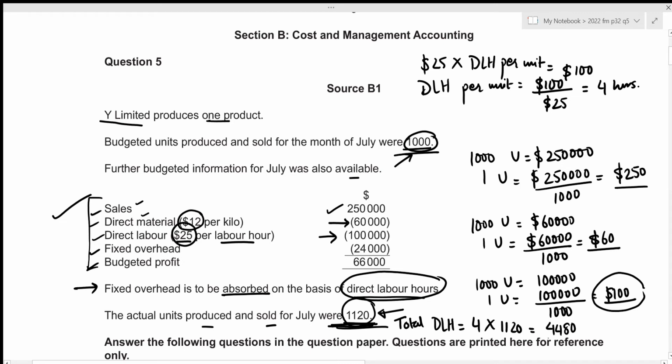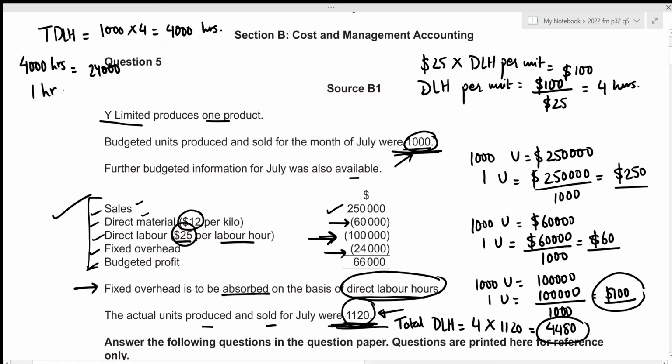Now we need to figure out our fixed overhead for these number of direct labor hours, right? Now let's figure out the direct labor hours utilized in this case. We can see that the total number of units was 1,000. So the total direct labor hours utilized for our budgeted number of units is just going to be 1,000 times 4, which results in 4,000. And since our fixed overhead is to be absorbed on the basis of direct labor hours, we can now utilize the unitary method. For 4,000 hours, we got our fixed overhead to be 24,000.